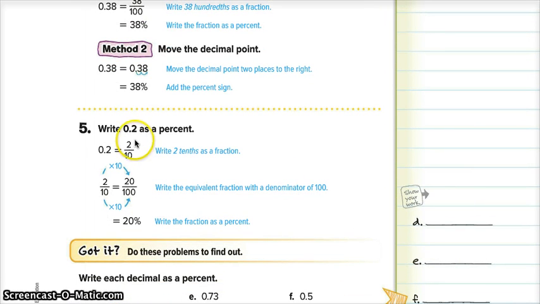Take a look at 0.2. 0.2 is written as 2/10. This is not a denominator of 100, so we would still have to change this so it becomes 20 over 100. 20 over 100 would then be equal to 20%. You could also move the decimal point over 2 spaces, and that would get you to 20% as well.